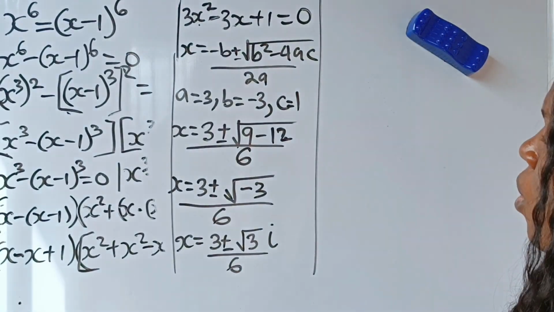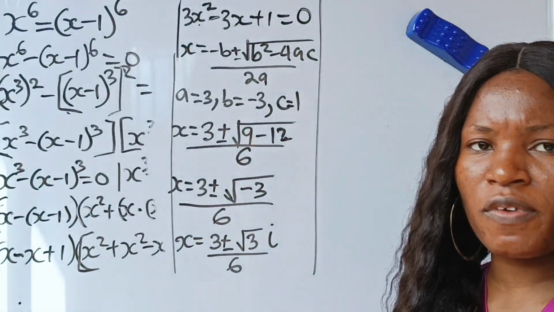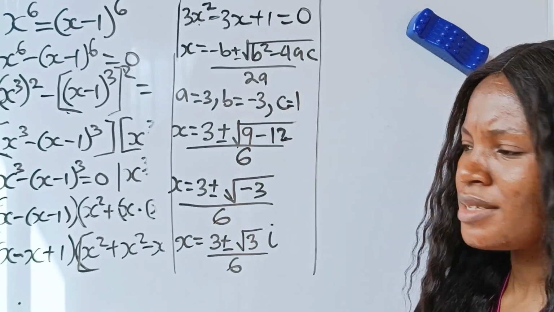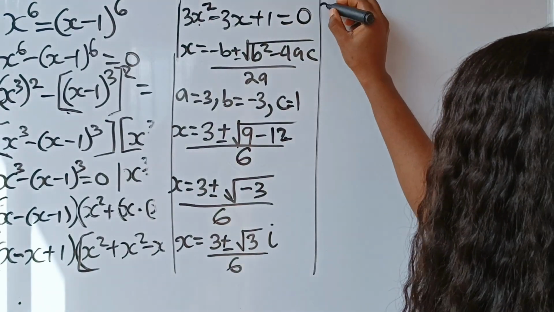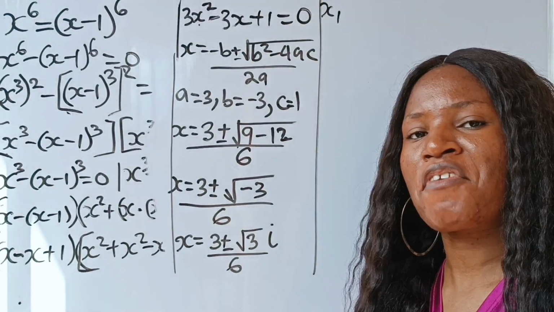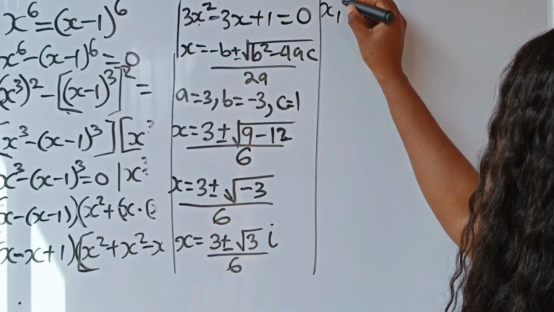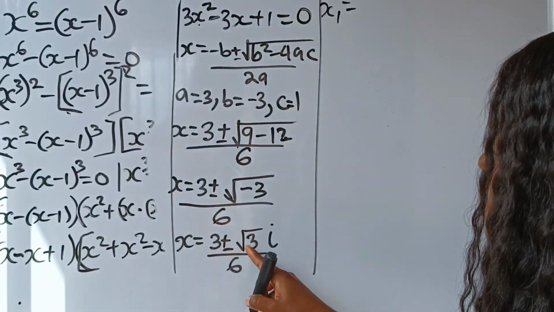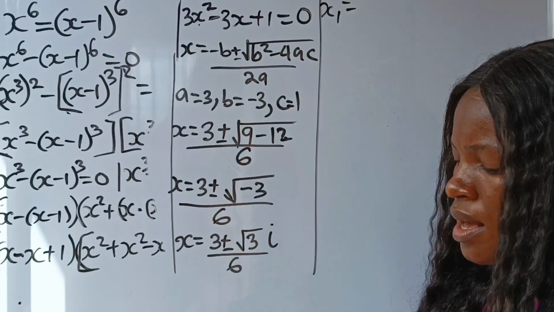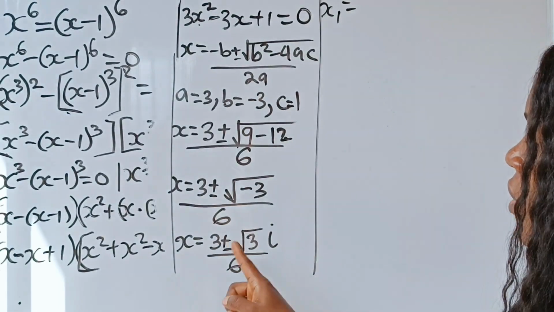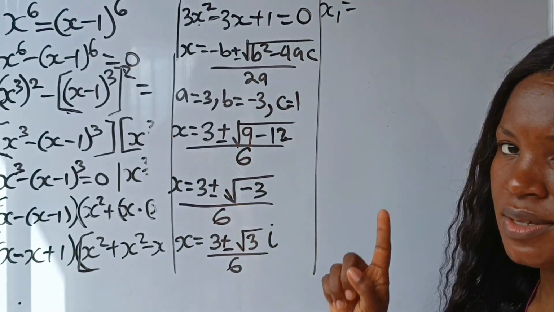Now we can see that we have gotten the first value of x and the second value of x. I just want to let you know so that you do not ask me where are the 5 values of x that we are looking for. So our x1 now is 3 plus root 3i over 6, and x2 is 3 minus root 3i over 6.